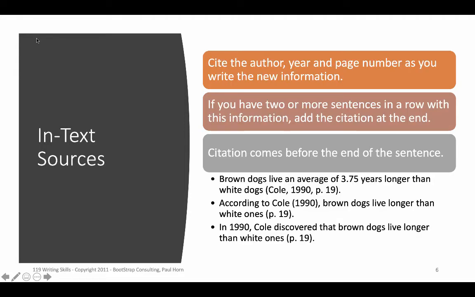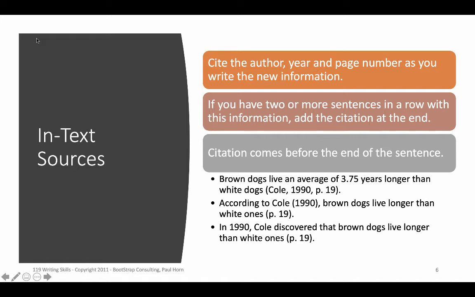When you're citing in text, the important things for our course are that you include the author, year, and page number as you write the new information. They're called in-text sources because they literally happen in the main text of your paper. So for example, if you were writing a sentence about a disorder and you got it from a book that had an author named Smith, it was written in 2018, and you got it from page 11, all of that information would be in that sentence. At the end of it, we would have learned all of that information.